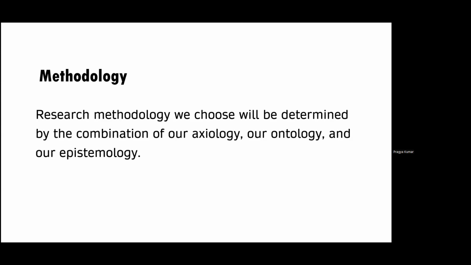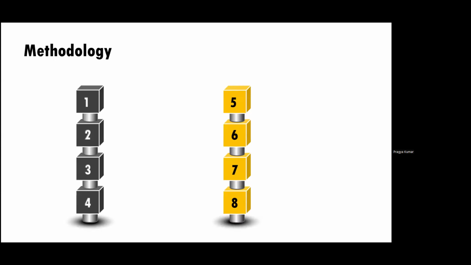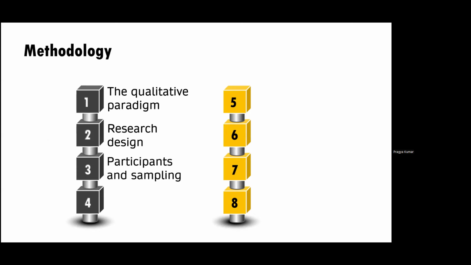So it is the combination of your axiology, ontology, and your epistemology. You should always write the research paradigm in your methodology. If you see, these are the sections of methodology. You should write the qualitative paradigm, which we discussed yesterday, and the research design, whether it is phenomenology, grounded, or narrative, whatever types we learned yesterday.